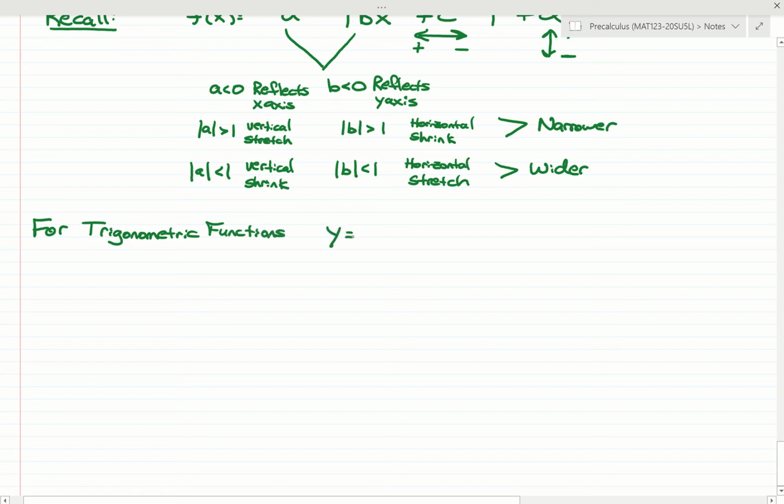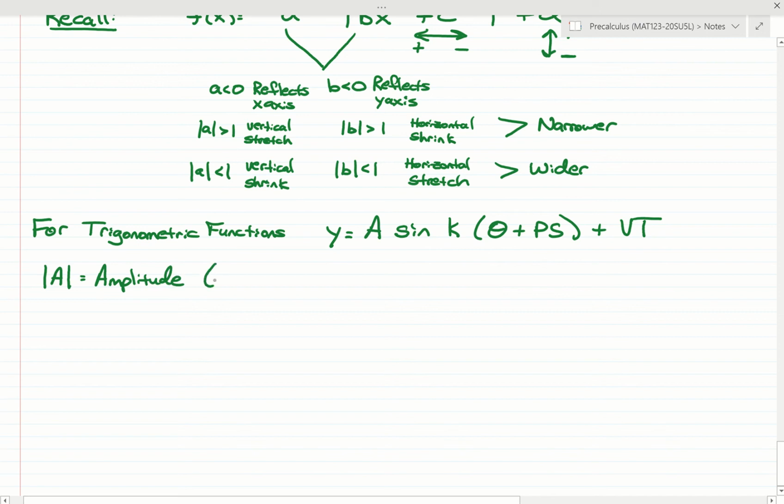We're going to have y is equal to a times the trig function. We'll just use sine for these purposes, with a k value, and then theta plus the phase shift, and then plus the vertical translation. Now, the absolute value of A is going to give us the amplitude of the graph. And remember, the only graphs with amplitude are sine and cosine, so sine of theta and cosine theta only.